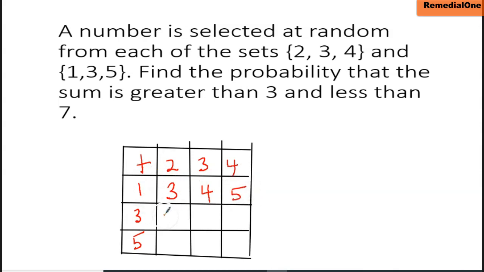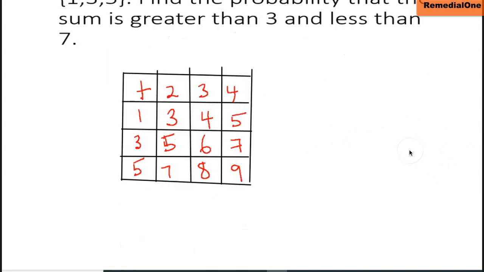3 plus 2, 5. 3 plus 3, 6. 3 plus 4, 7. 5 plus 2, so we have 7. 5 plus 3, 8. 5 plus 4, 9. Okay, we have the sample space. So these are the possible outcomes when we add the two pairs.